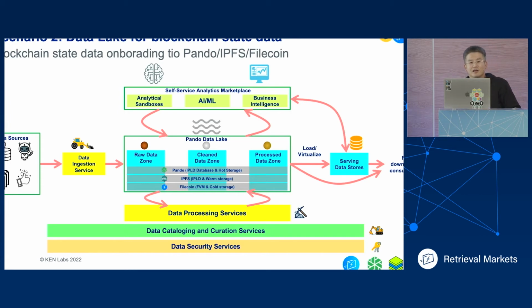Scenario 2, what we are doing is we want to onboard the blockchain state data to IPFS and the Filecoin data lake. The core part of this architecture is Pando data lake. You can see here we have the raw data onboarding, and then we can use some computation layer service to compute the cleaned data zones and generate the processed data zones. And then these data are together stored back to Pando network and the IPFS network. So raw data is not too valuable compared to cleaned data and the processed data.